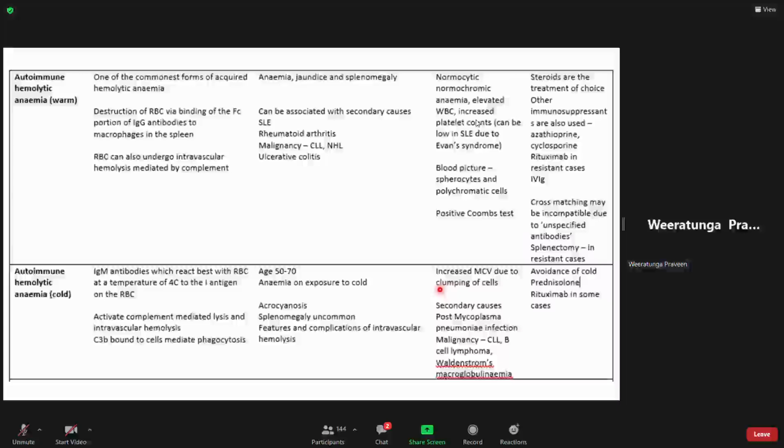Cold autoimmune hemolytic anemia famously due to mycoplasma infection, and also things like lymphoma and CLL. Right? Cold. Warm is SLE, rheumatoid arthritis, inflammatory bowel disease, and also can occur in CLL. IMN can cause cold autoimmune hemolytic anemia, but sometimes warm, mostly cold. Right.